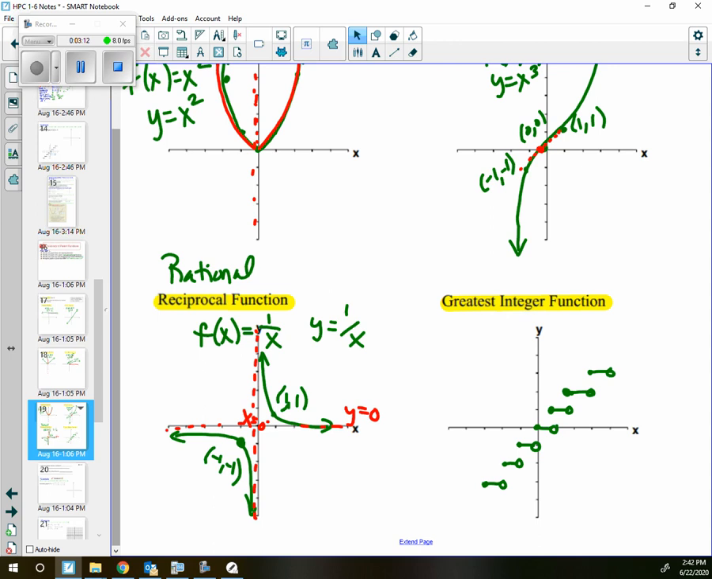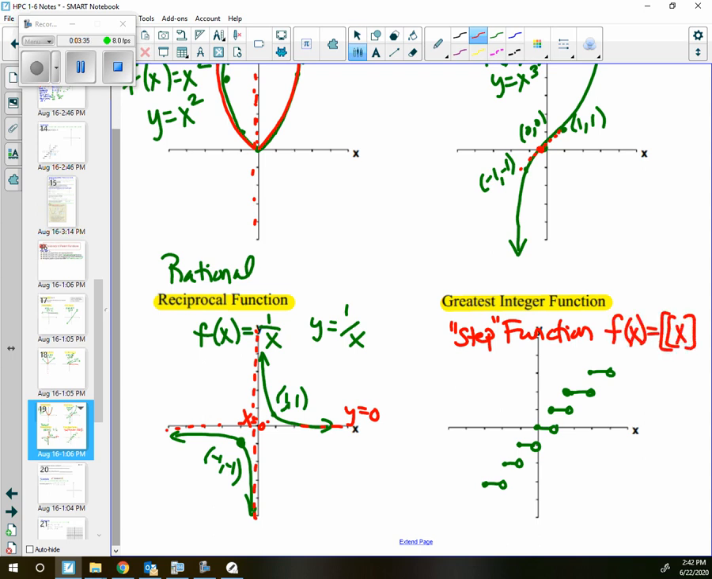And then our last one that we did on day one was greatest integer, or the other name for that, remember what it was called? Looks like a set of stairs, so they call it the step function. So it looks like little steps. So remember, everything rounds down. So when you take those values, like f of 2.1, that would round down to 2. And remember what the notation looks like for that? f of x equals, it's a double bracket here. There we go. So double bracket, that's the greatest integer function.